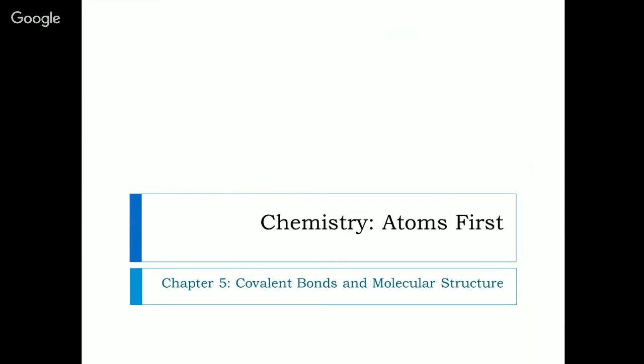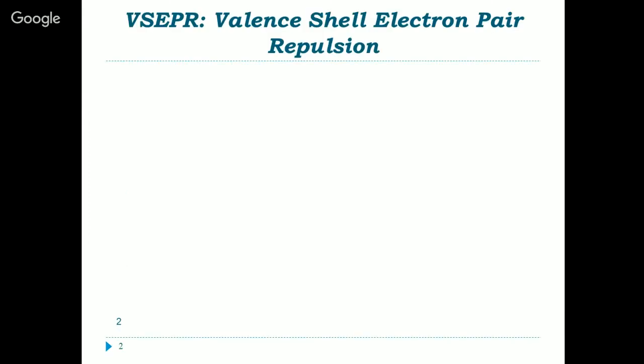Chapter 5, Covalent Bonds and Molecular Structure. So in the last chapter, we learned how to draw Lewis structures. And so now we're going to take it a little bit further and discuss some different bonding theories and how we can predict shapes. So the first theory is valence shell electron pair repulsion, or VSEPR.